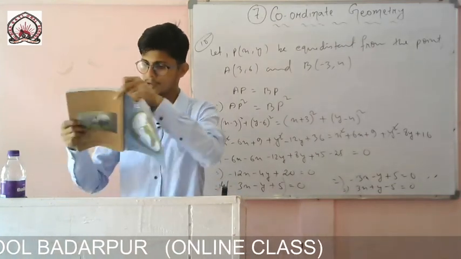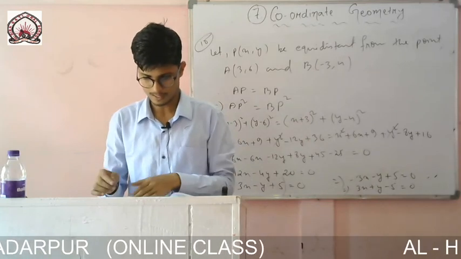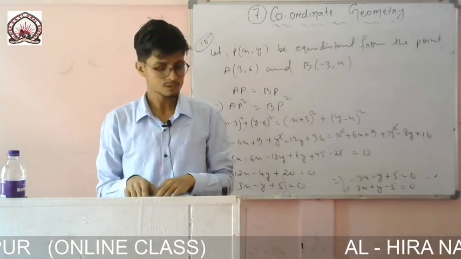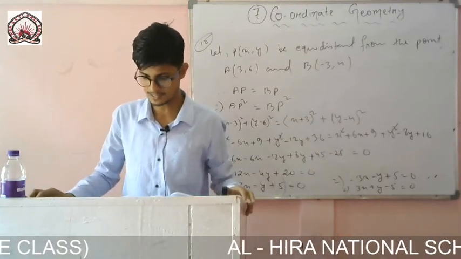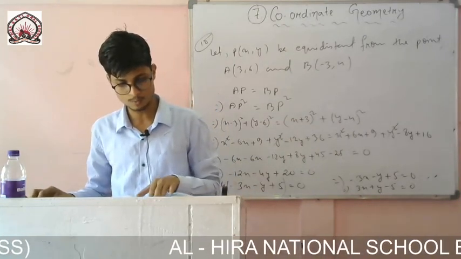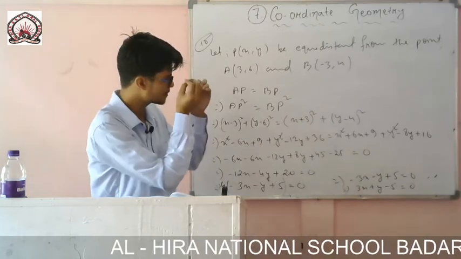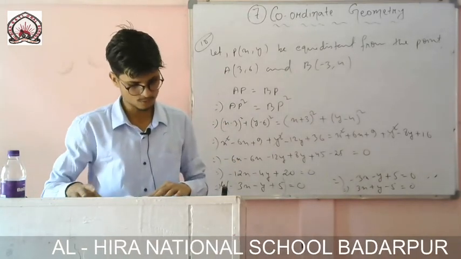Now you see example number 4 of the exercise. It is also the same as this one. You see the question: find the relation between x and y such that the point (x, y) is equidistant from these 2 points. So it is the same, ditto math. Okay, you just practice once.